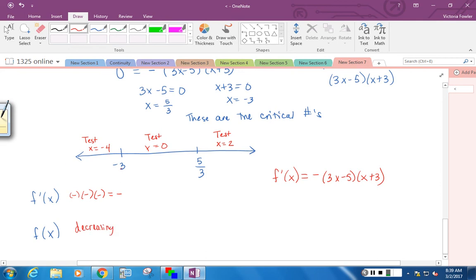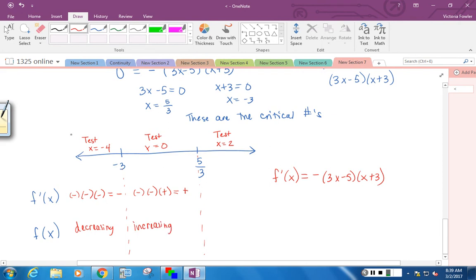Now let's do the same thing if I test x to be 0. Well, there's a negative sign on the outside, so I put that down. If I plug in 0, 3 times 0 is 0. 0 minus 5 is a negative. If I plug in 0 to the next set of parentheses, 0 plus 3 is a positive. So I'm going to get a negative times a negative is a positive, times a positive is a positive. And so my derivative would be positive, or the slope of that tangent line is positive on this interval, anywhere that I choose between here. And so that means my function is increasing, right?